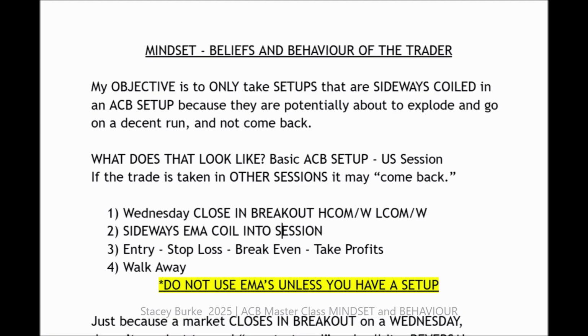We've talked about higher time frames. So the front side of a month, we can get a Tuesday or a Monday coiling sideways at the extreme and giving us an ACB trade setup. Front side of the month, back side of the month.